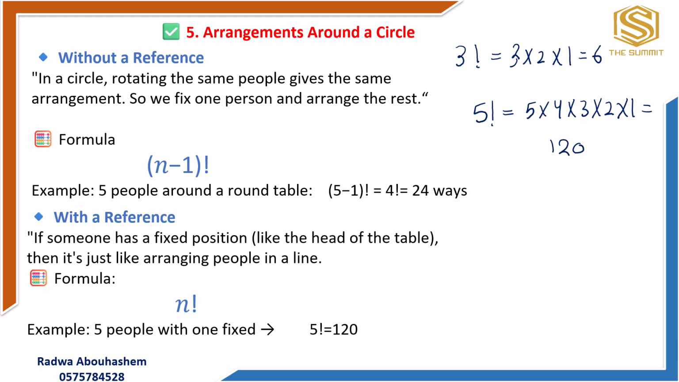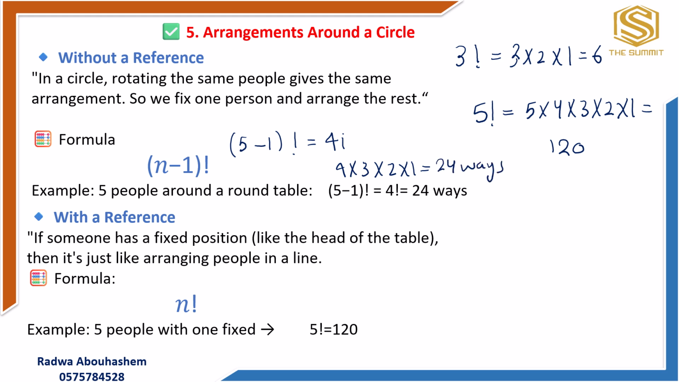So for example, 5 people around a table. So 5 people, so 5 minus 1 factorial. So it's 4 factorial. So 4 times 3 times 2 times 1. So 4 times 3 is 12. 12 times 2 gives me 24 ways.